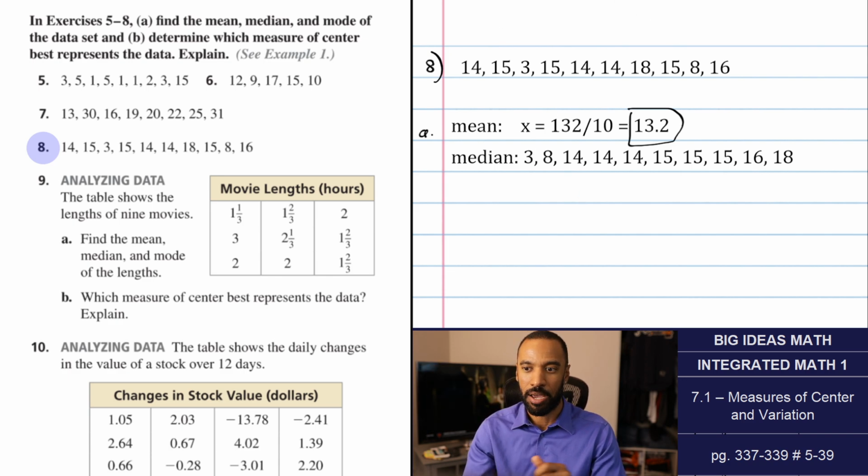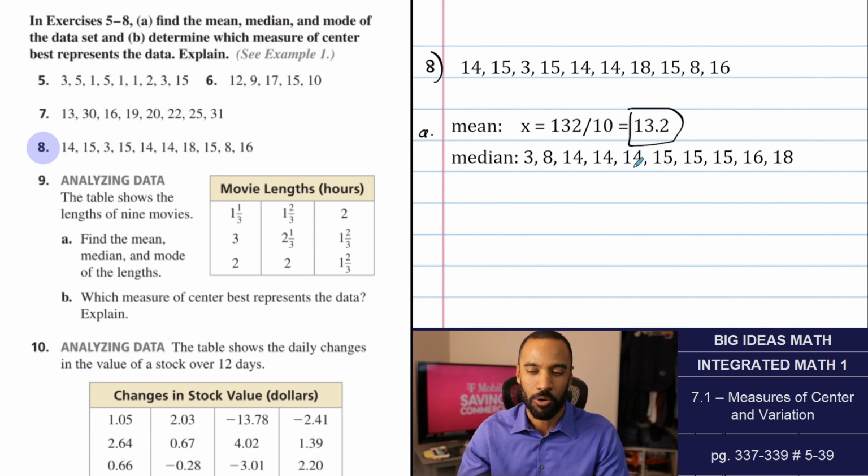Now, that's not the median, by the way. That's just the sorting of the values in ascending order. In ascending order, there are 10 values, so these are the 2 middle values. So what is the median? It's halfway between 14 and 15, which is 14 and a half. That is your median value.